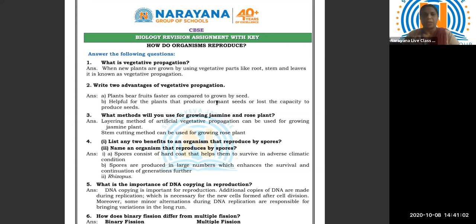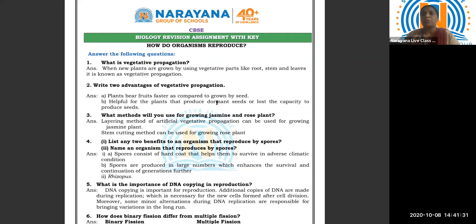Write two advantages of vegetative propagation. Plants bear fruits faster as compared to those grown by seed. It is helpful for plants that have lost the capacity to produce seeds. So here, what are the advantages of vegetative propagation? Plants bear fruits faster. Why? Because if the plant is grown by the seed, it has to first develop its vegetative growth and after that reproductive growth. So it takes time. So the advantage of vegetative propagation is that it is faster as compared to growing by seed.